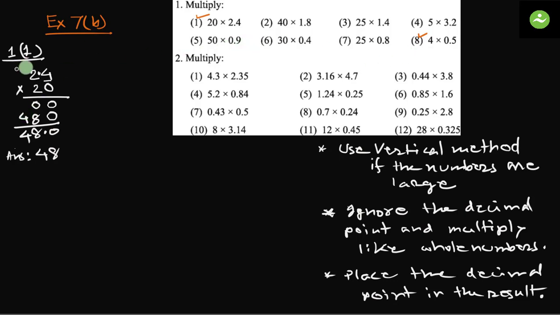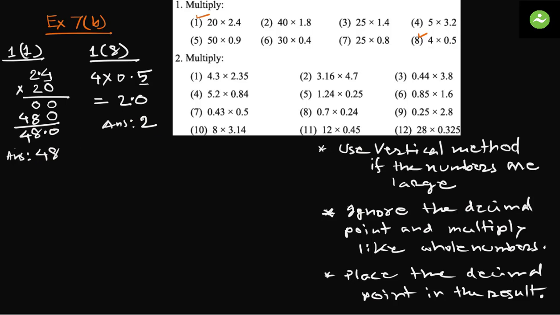Number 8, bracket 8. Question 1, bracket 8. 4 into 0.5. We don't need to go for the vertical method. It is so easy. So 4 into 5 is 20. Why do we say 5? As we ignore the decimal point and multiply like whole numbers. So instead of saying 0.5, when we multiply, we will say it is 5. So 4 into 5 is 20. Now, place the decimal point in the result. Count how many digits before it had a decimal point. 1 digit before. So put the decimal point 1 digit before. So the answer is 2.